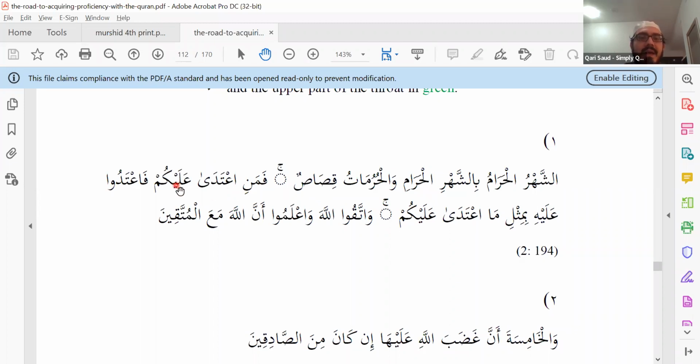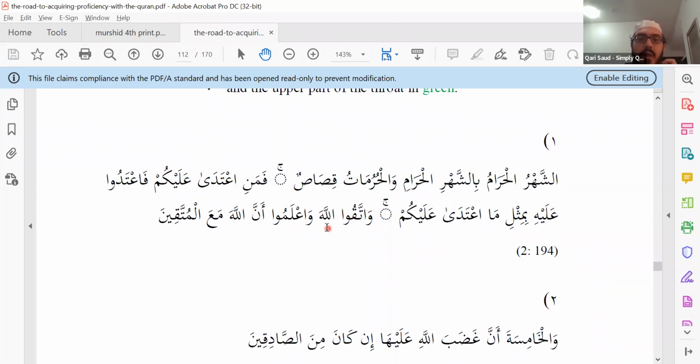فَمَنِ اعْتَدَى عَلَيْكُمْ. Ayn comes from the middle part of the throat. فَاعْتَدُوا. Ayn comes from the middle part of the throat. عَلَيْهِ. Ayn comes from the middle part of the throat. Ha comes from the bottom part of the throat. مَعْتَدَى. Ayn comes from the middle part of the throat. وَاعْلَمُوا. Ayn comes from the middle part of the throat.